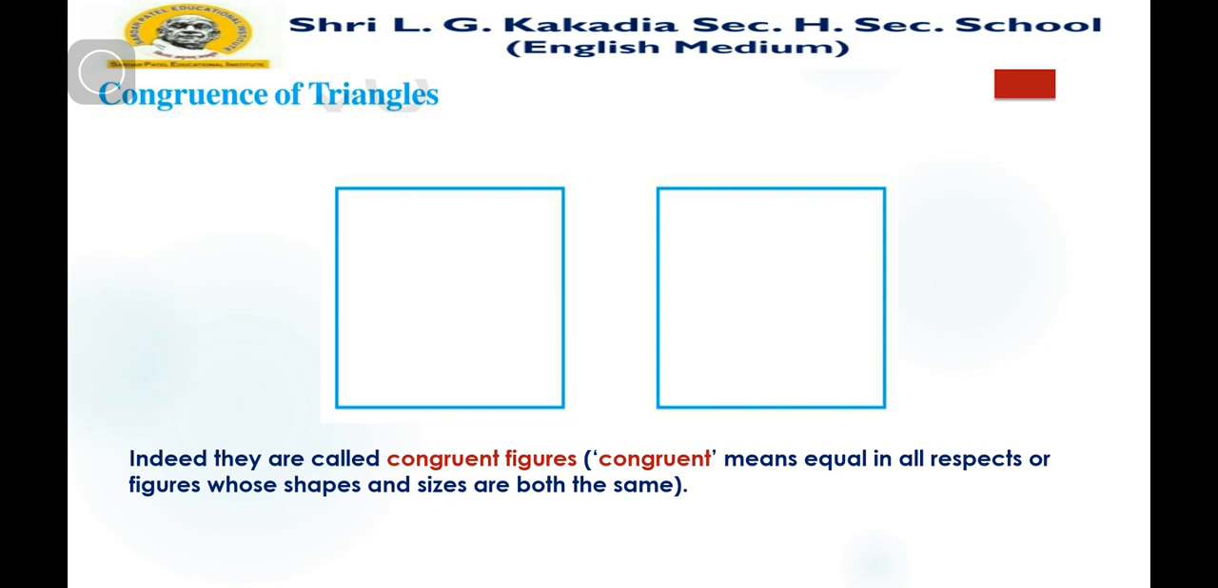What is congruent? Congruent means equal in all respects, or figures whose shape and size are both the same. It means if you take this square and put it on this square, then it covers this square. So we can say that both figures are the same in shape and size. So these two things are known as congruent figures.